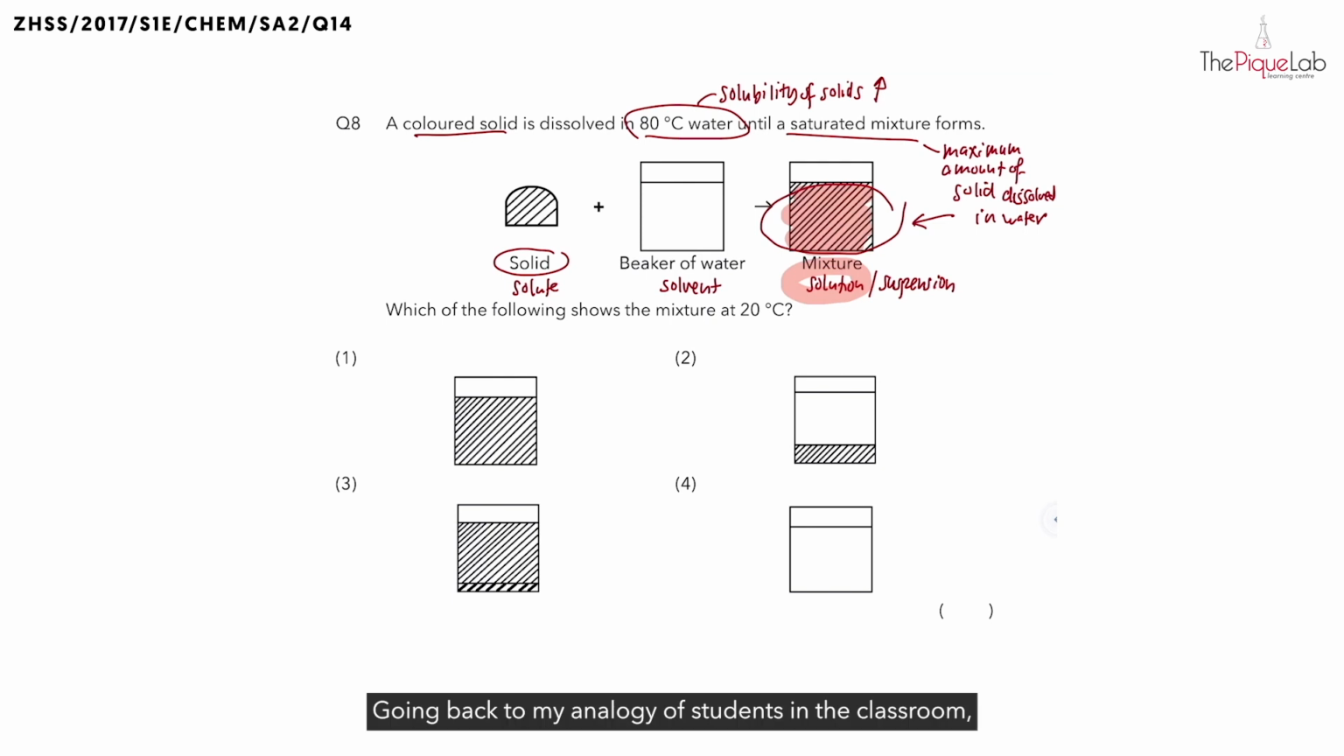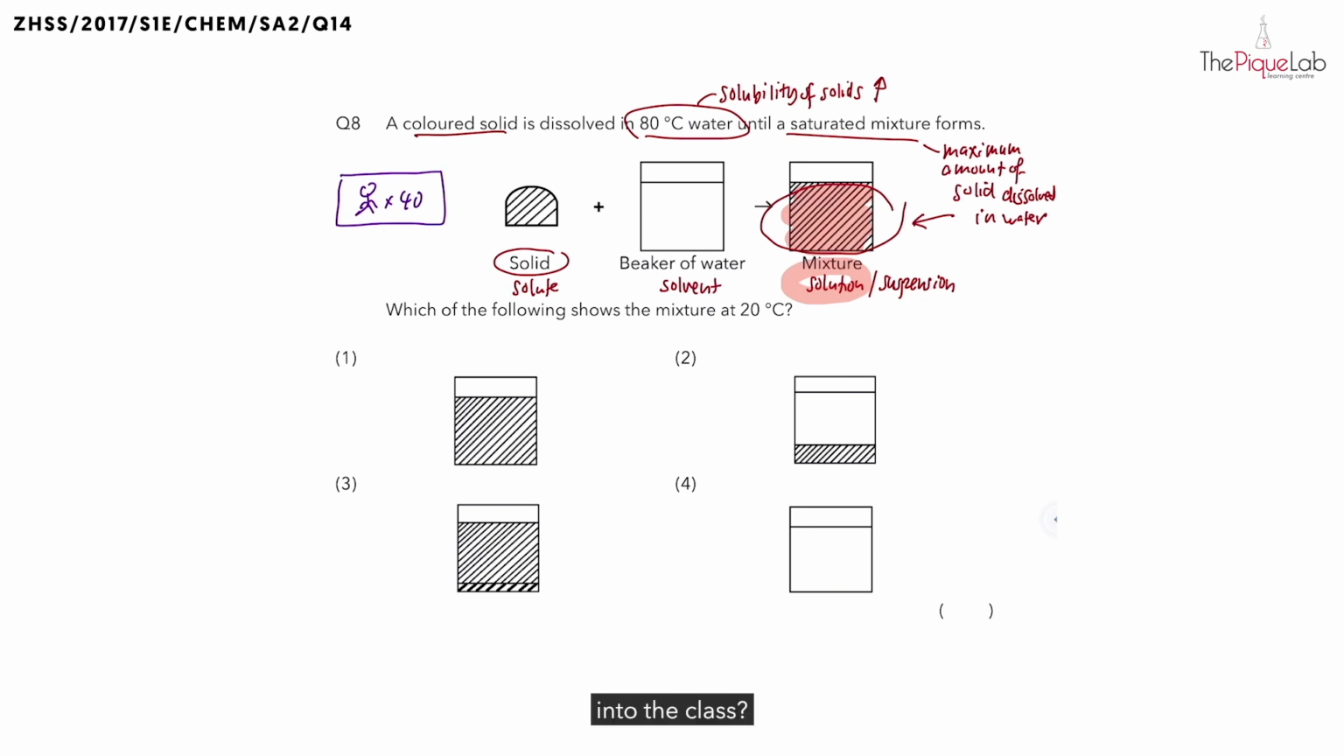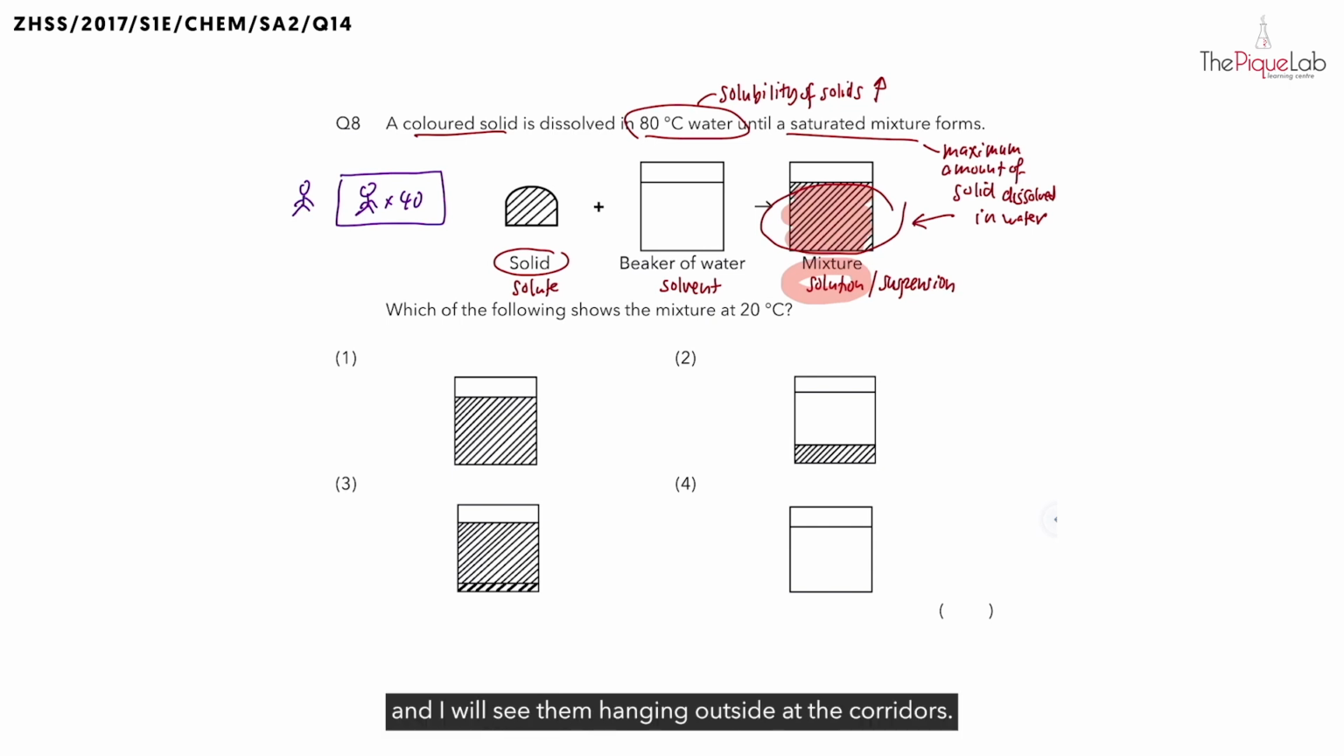Going back to my analogy of students in the classroom, if my classroom can hold a maximum of 40 students, this means that exactly 40 students have entered the class. What happens if we try to squeeze more students into the class? Are they able to get in? No, they can't get in, and I will see them hanging outside at the corridors. Similarly, if I have a saturated solution, can I dissolve any more solids into my saturated solution? No, the extra solids can't dissolve, and I will see the undissolved solids settling at the bottom, just like these extra students waiting in the corridor.